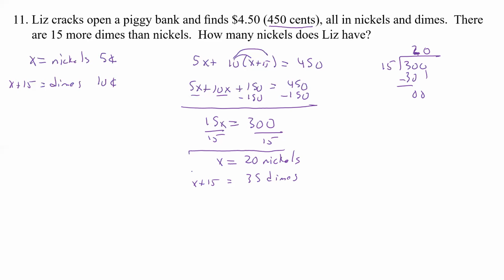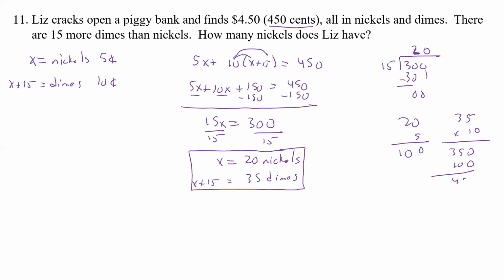So that's what we're saying is our number. Now, how does that work? Well, 20 times 5, that's going to be 100. And 35 times 10, that's going to be 350. Well, 350 plus 100 is 450. So that does check out.